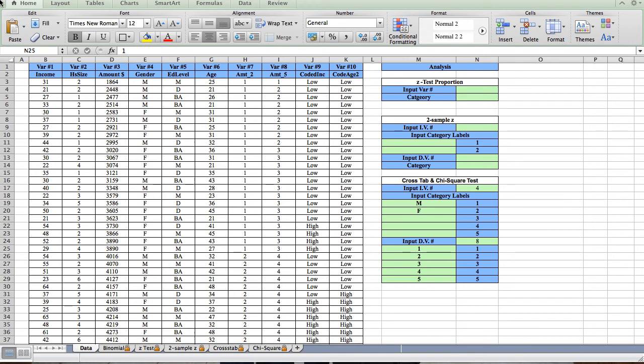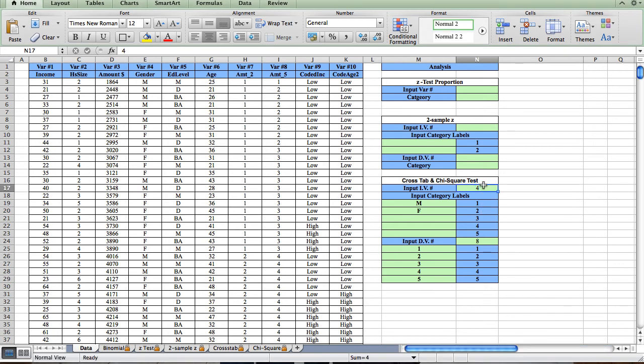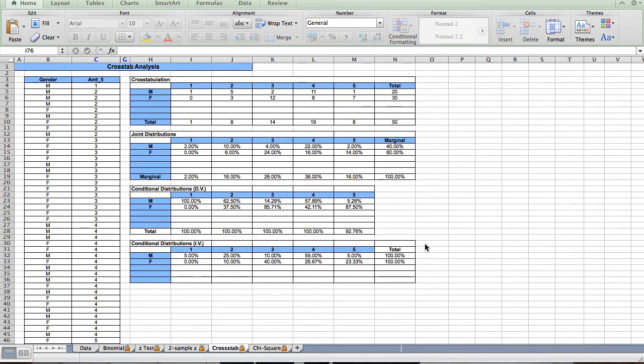To start our chi-square test, we used our Unit 4 case Excel tool and set it up to examine the relationship between gender, which is variable 4, and the categorically coded amount charged, which is variable 8. And we've input our variable numbers and our category labels. By clicking the Worksheet tab crosstab, we see the results of our analysis.